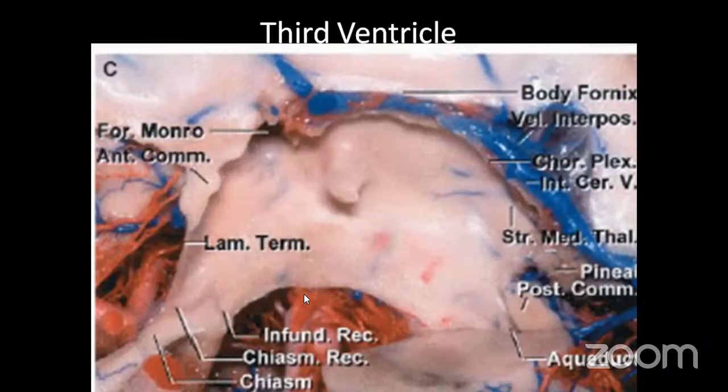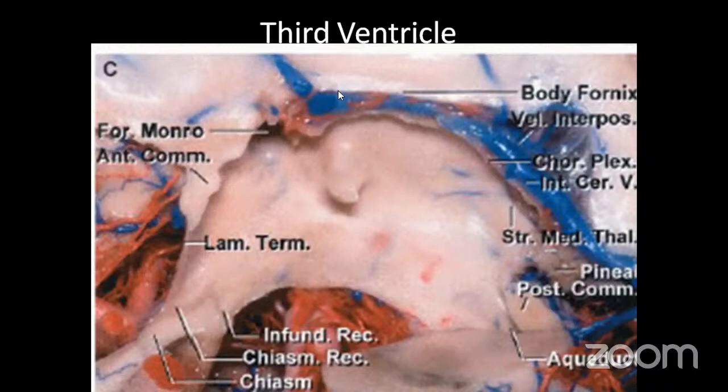Finally, in this region, we have the tuber cinereum, the mammillary body, and then going posteriorly, we have the pineal gland. In relation to the pineal gland, we have the habenula and the posterior commissure. So the pineal gland, posterior commissure, and habenula form the posterior wall of the third ventricle. The structures forming the floor of the third ventricle form the roof.